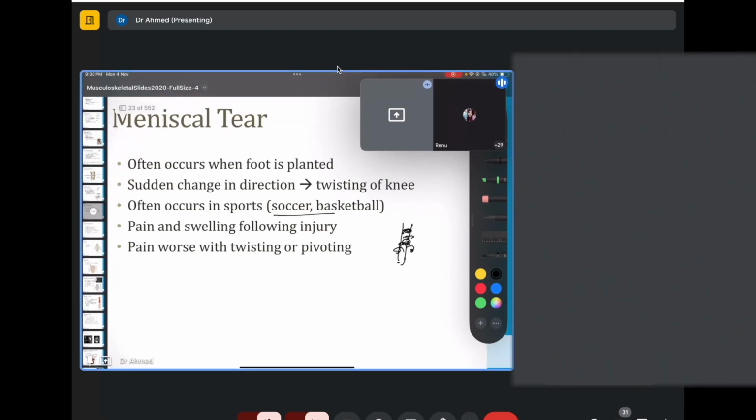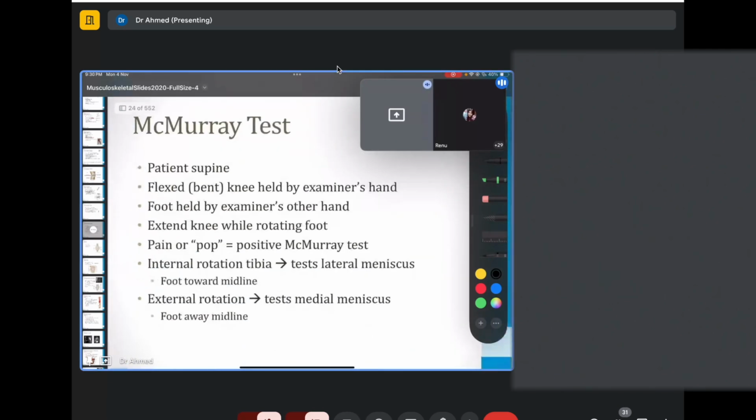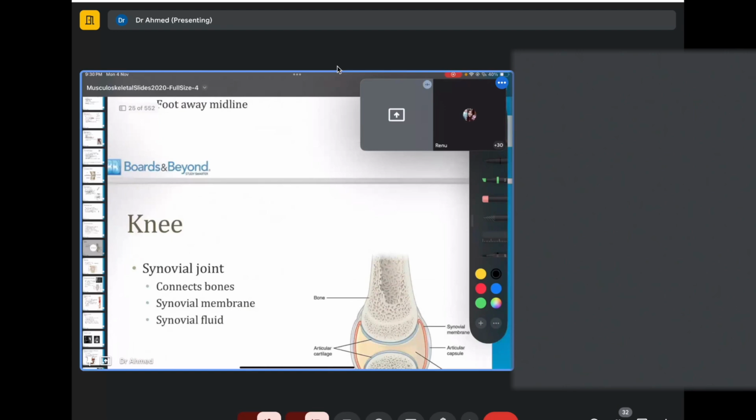So what happens if it tears or is damaged? You will have pain and swelling as a result of that injury, and the pain is going to be worse while twisting or pivoting. Simply, if you are standing or twisting and you have a tear of your meniscus, there would be pain.